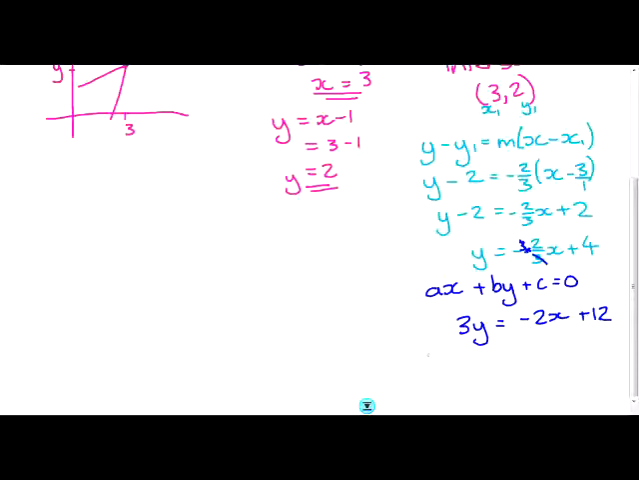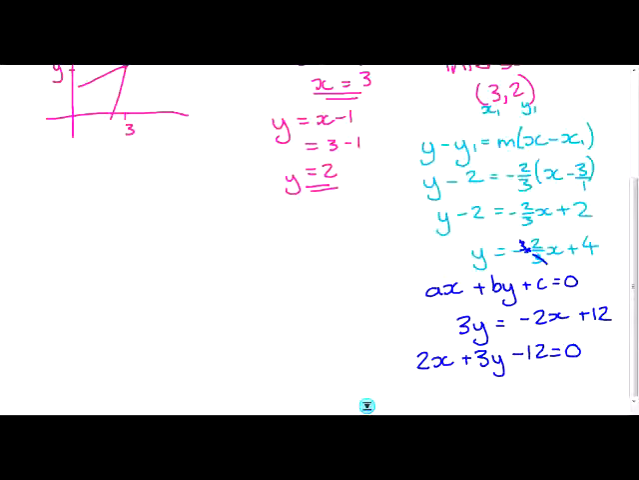Now I'm going to get everything on one side and write it in the correct order. So it's 2x plus 3y minus 12 is equal to 0. And there you have it. So that's in the form, remembering these must be normal integers. So if you just rearranged it with a fraction, you're going to be losing a mark. So that's as hard as it would go.